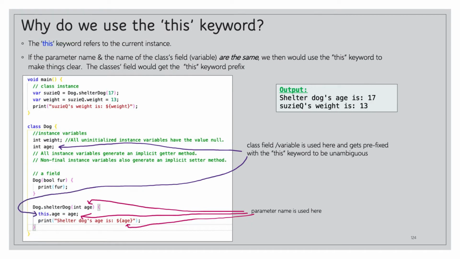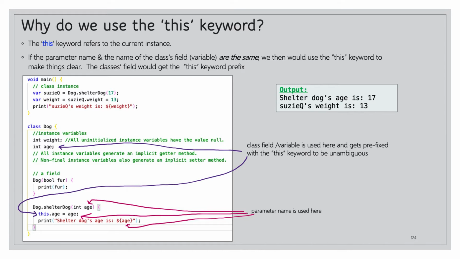You will also no doubt run into the this keyword. Other languages have the this keyword as well, like JavaScript. The this keyword refers to the current instance. We have classes, we have instances. This refers to the current instance. If the parameter name and the name of the class field's variable are the same, we would use the this keyword to distinguish between the 2 and keep things clear. The class's field would get the this keyword prefix.